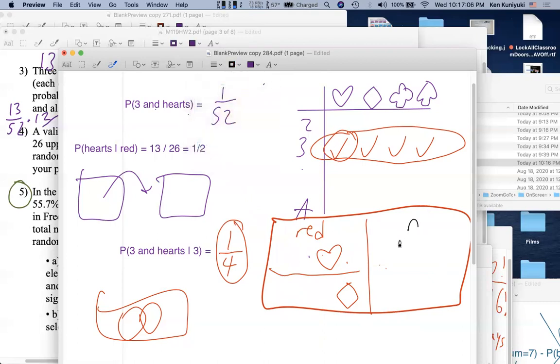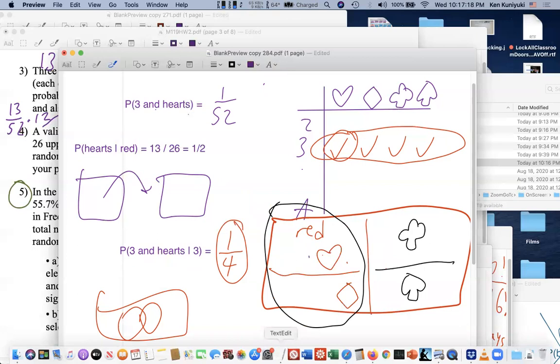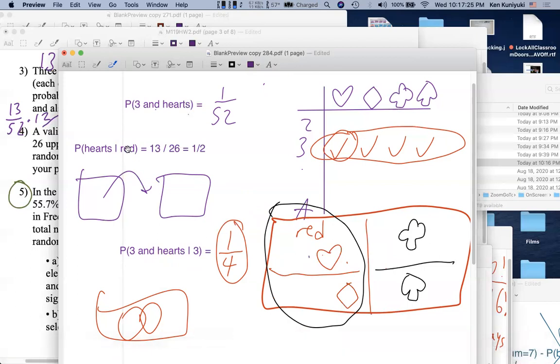So here's clubs, and here's spades. Ordinarily, hearts is 1 in 4. But if you can get it down to red card, it's now 1 in 2. So we're talking about the concept of conditional probability. The idea that the condition gives you additional information that may force you to update the probability. You're updating from 1 in 4 to 1 in 2.